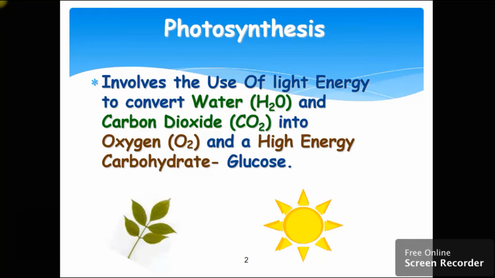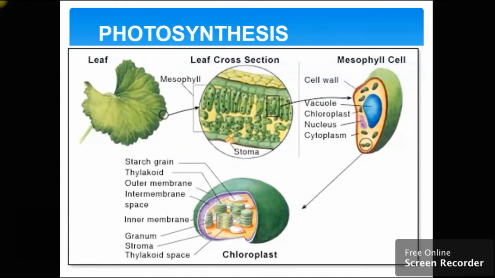Remember, to a plant, oxygen is a waste product. That's what they breathe out and they don't want. And so they take in water, carbon dioxide, use sunlight, and make glucose, which is a simple sugar used to make other sugars and other things. We'll talk about that more later. So let's just do a little reviewing of photosynthesis.